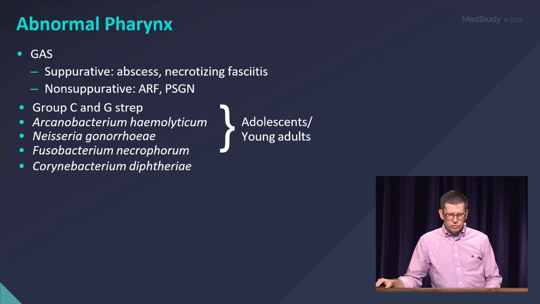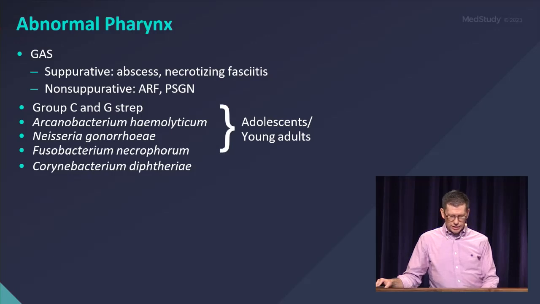Group C and Group G strep, Arcanobacterium, Neisseria, and Fusobacterium necrophorum. You typically think of these in teenagers or young adults, right? So that's what this kid had. Fusobacterium necrophorum, right? So Lemierre syndrome is what this kid had. You tend to think about it with Arcanobacterium and Fusobacterium necrophorum.